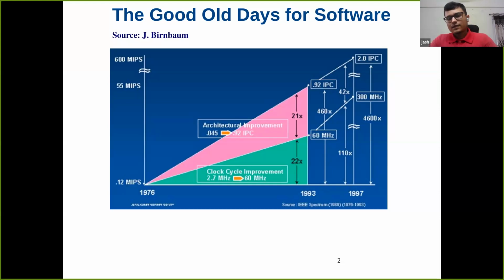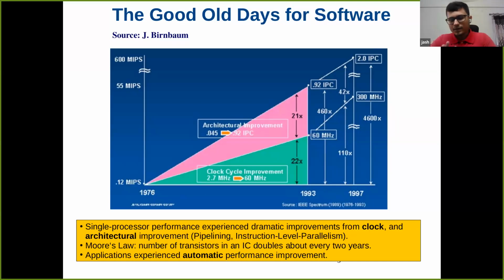And all these things were leading to the automatic performance improvement, because this performance improvement was coming from the hardware level itself. So as a software developer, you won't need to write some efficient program. You can just wait for, let's say, a few years, and your program will automatically start running faster because the hardware is improved. So in summary, single processor performance experienced dramatic improvement from clock and architectural improvements.